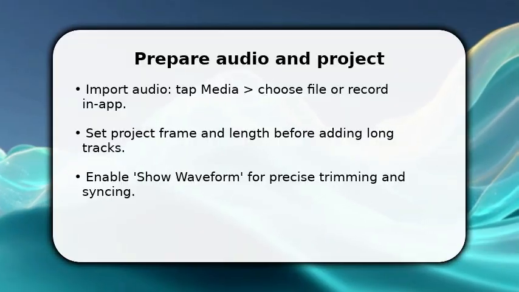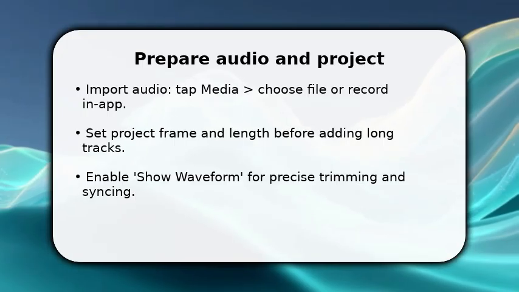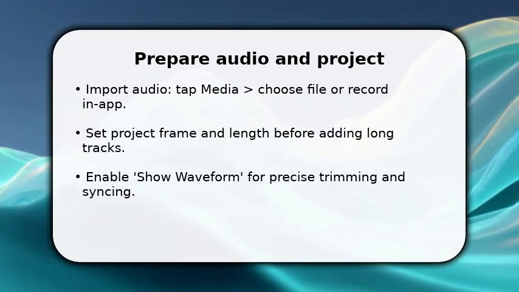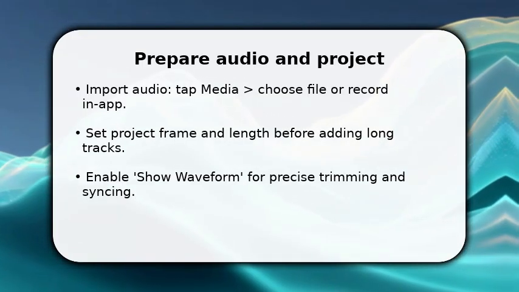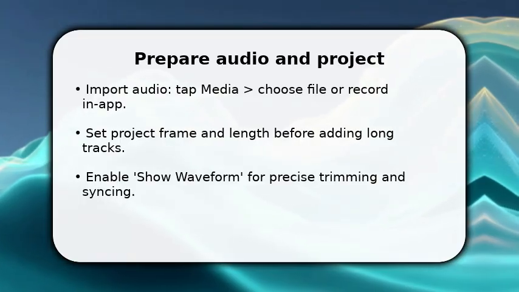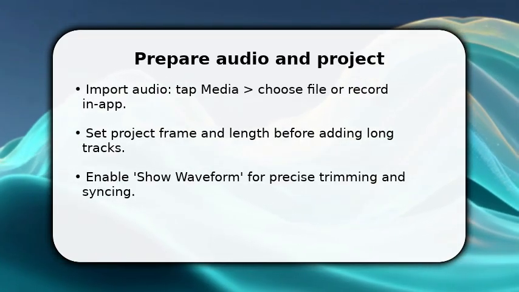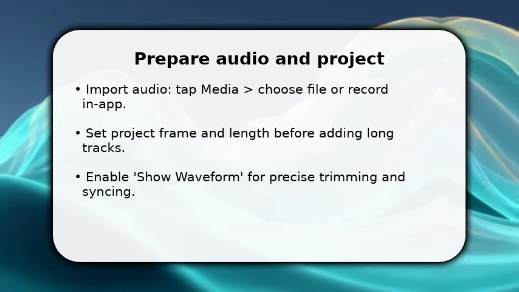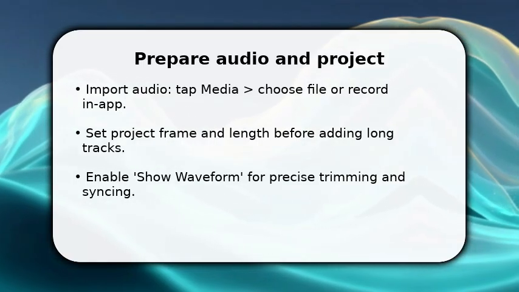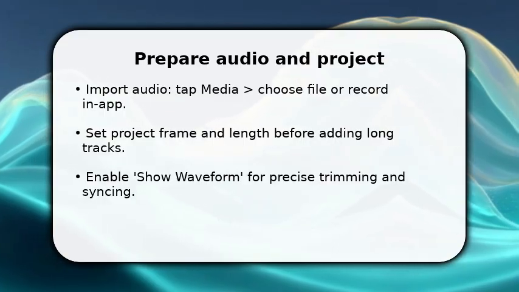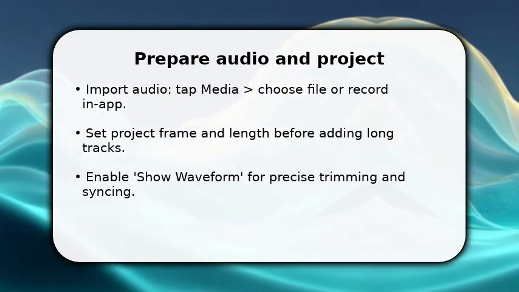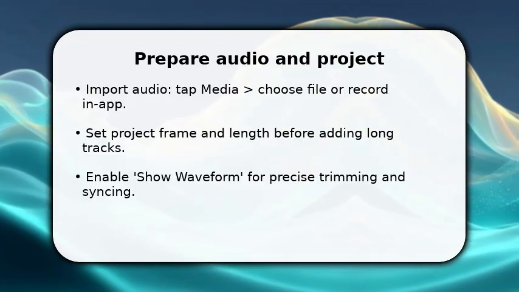You start by importing the music and setting the project length so you don't cut beats later. First, add the audio track via media or record directly. Once added, enable Show Waveform to see beats and silence. Trim rough edges now rather than later so timing stays consistent. Make sure your project frame and sample rate match your source to avoid drift.